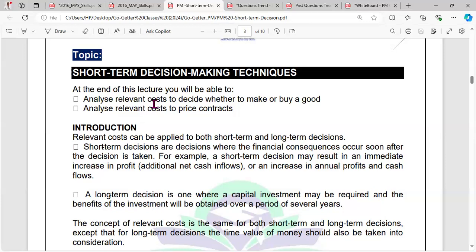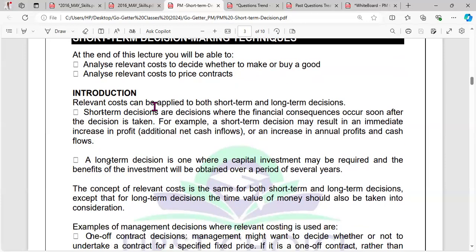Now, a long-term decision may be one that requires capital investment. So it means that you are looking at investing in fixed assets like that, and the investment will be obtained over a period of years. That's long term. But once you take a decision where the effect is seen almost immediately or over just 1 year, that is short term.